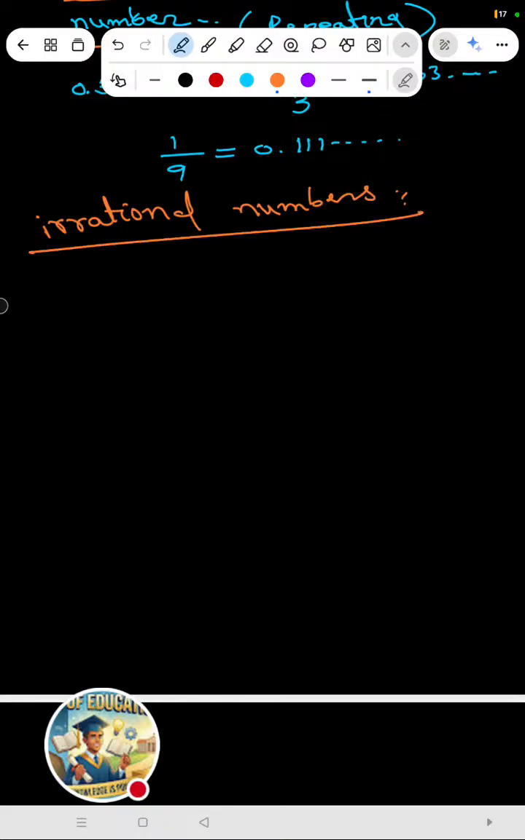Irrational numbers. The first one: we cannot write them in p by q form. Non-terminating irrational numbers.